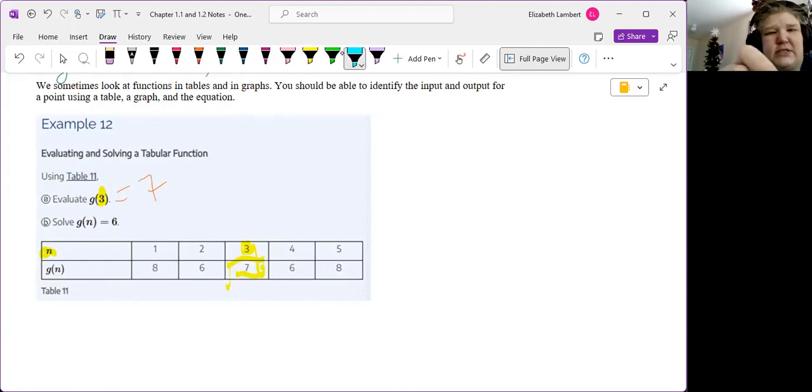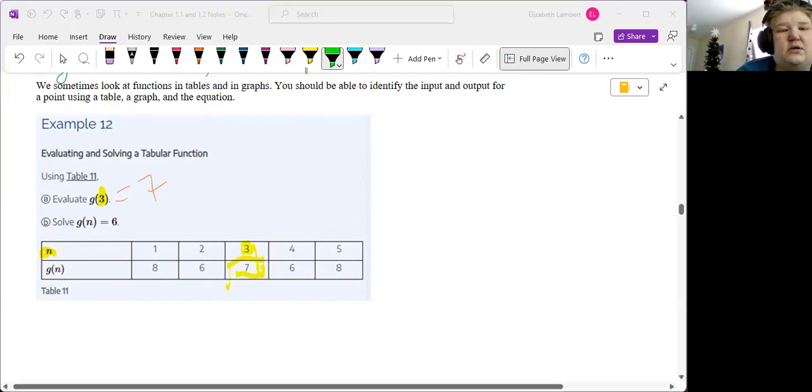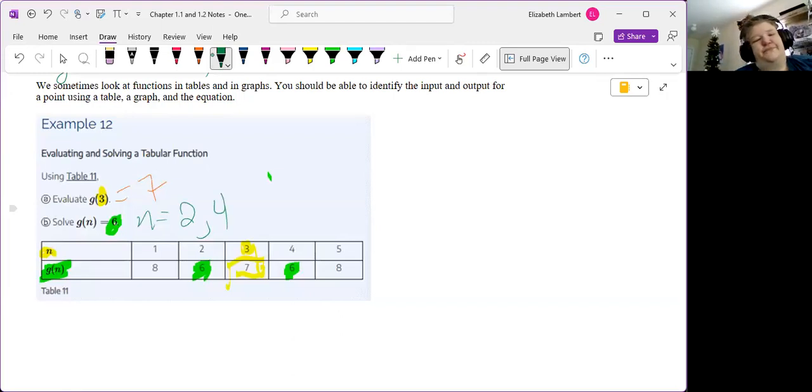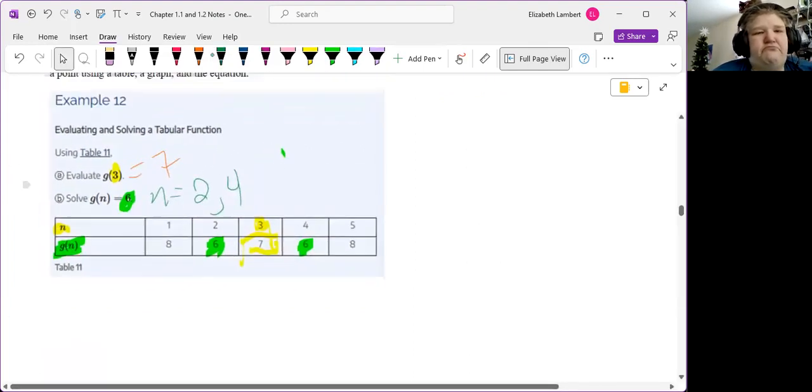Now, same song reverse. g of n equals 6. So 6 is a g of n number, not an n number. So I look, I get an 8, nope, 6. Oh, there's a 6, but keep going. 7, nope, 6, aha, 8. There is more than one correct answer for the solving. That's okay. So n equals 2 or 4. Just writing it as a list. All right.